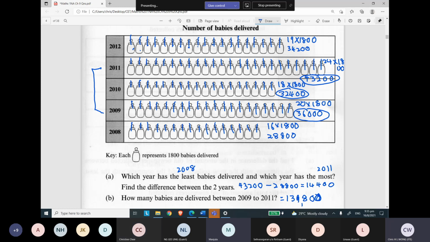Is it correct, Manjula? I'm calculating. It's 111,600. Can somebody check, please? Yeah, my answer is also the same. So this is wrong? 111,600. This is wrong, Mr. Siva.